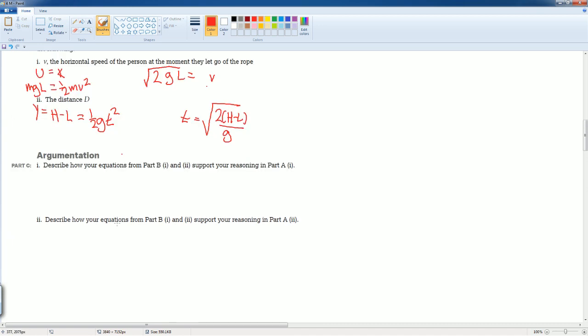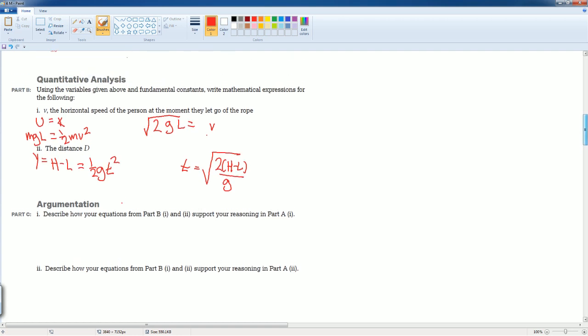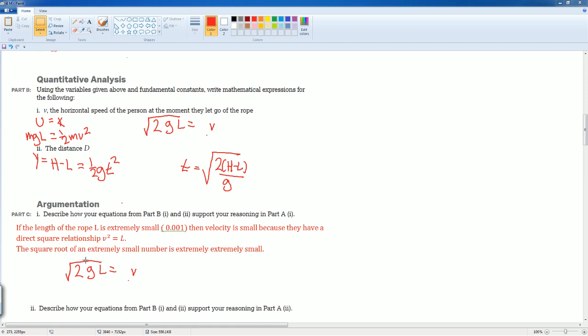All right, so describe how your equation from part 1 and part 2 supports your reasoning. I would say that if the length of the rope L is extremely small, like 0.001, then the velocity is also small because they have a direct relationship like this. So L goes super small. Right, this becomes super small.